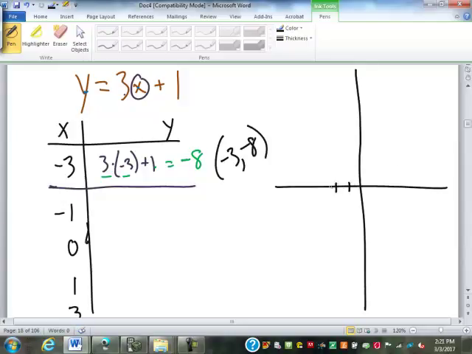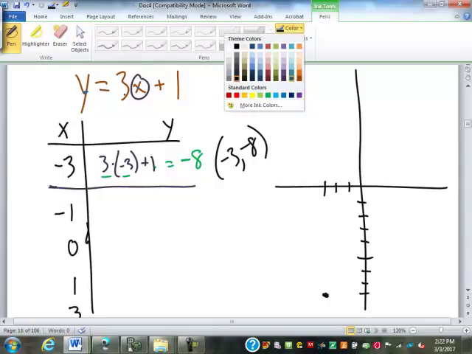So on the graph, there's -3 for x. 1, 2, 3, 4, 5, 6, 7, 8. -8 for y. That's a point on my graph. -3, -8. I'll slide that over just a little bit. Make it work. Right about there, looks better.